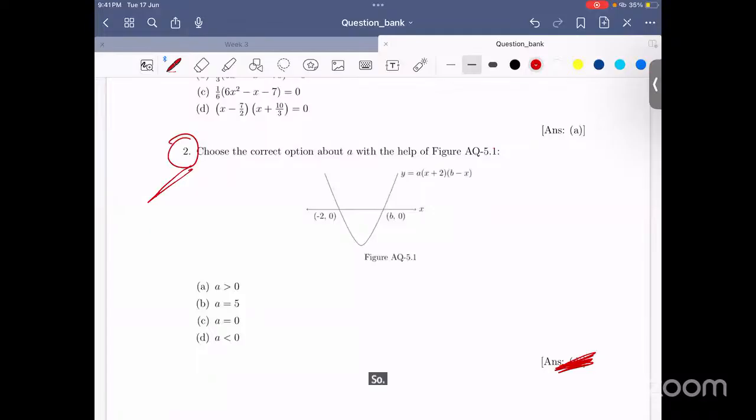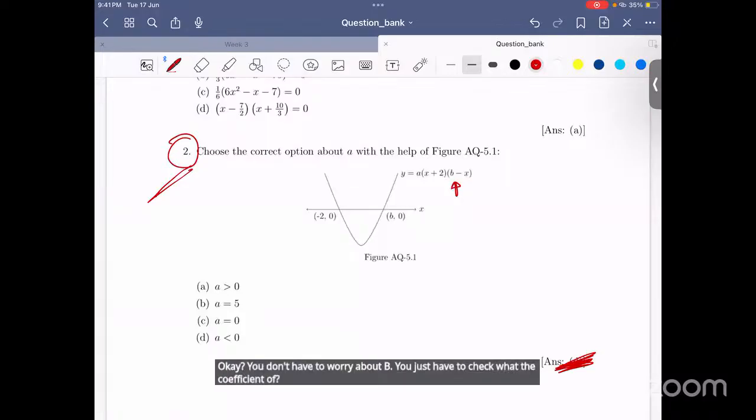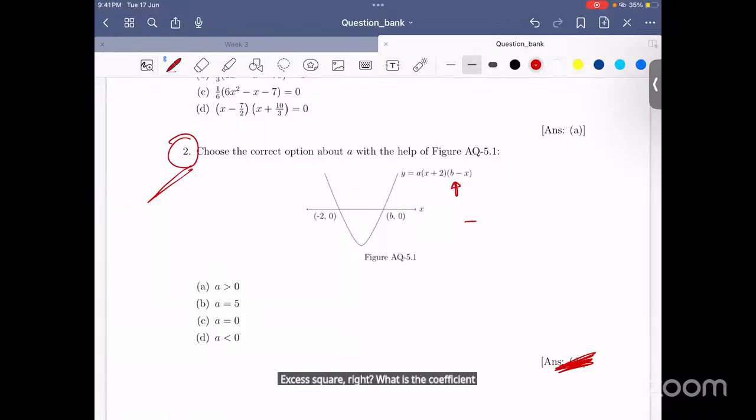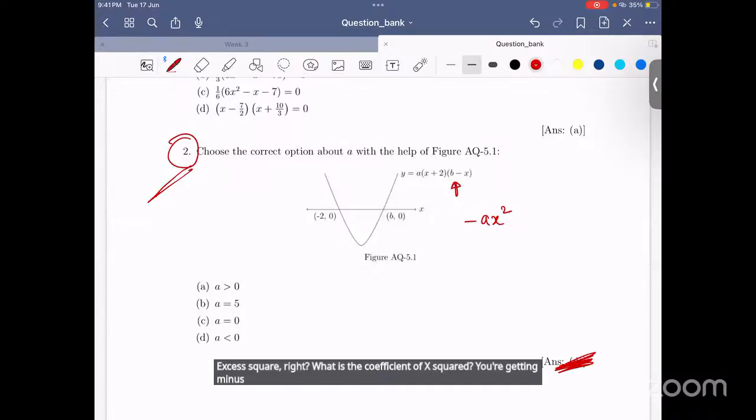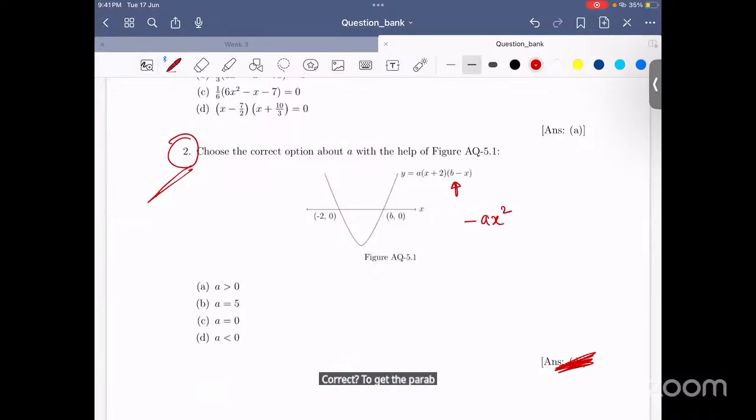So what you have to do at the end, you don't have to worry about the b. You just have to check the coefficient of x square. What is the coefficient of x square? You are getting minus a x square, right? To get the parabola going upward, this value minus a should be positive. That means a should be negative.